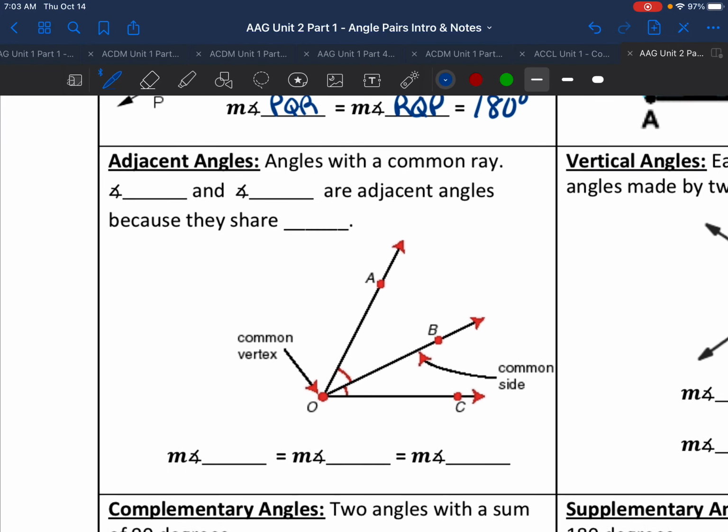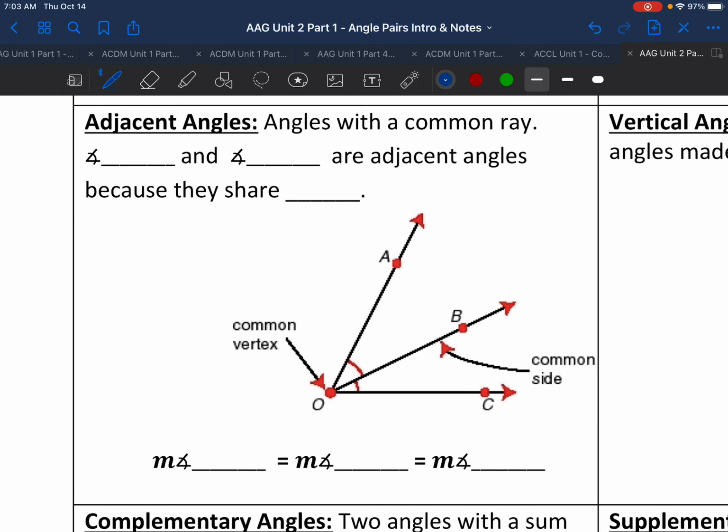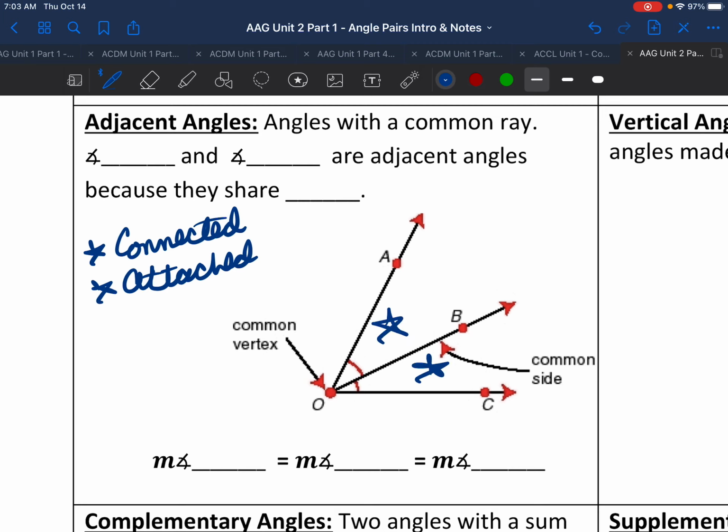All right, now more importantly, I think the bottom of this page is what we need to worry about. An adjacent angle is, they say, angles with a common ray. But I also want you to write down that these are angles that are connected or attached. Two angles that are side by side, connected or attached, like this one and this one. These angles we would say are adjacent.